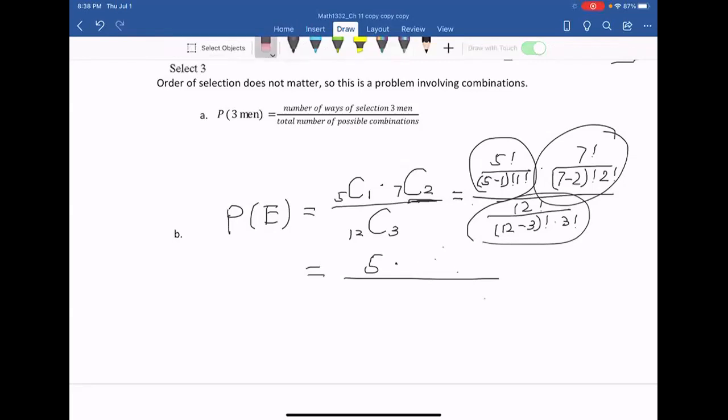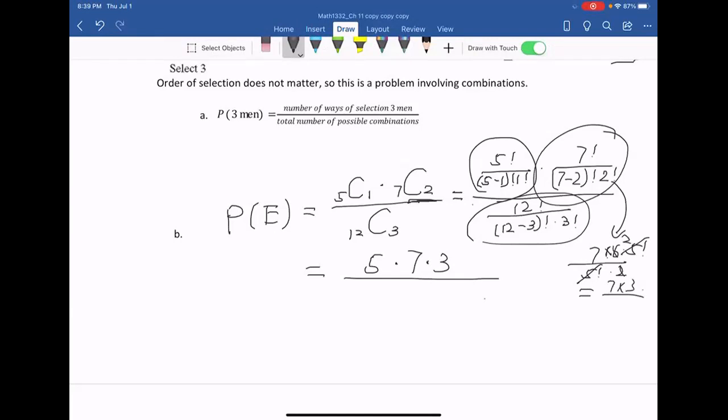This part should be 7 times 3. Why? Because this is 7 factorial over 5 factorial times 2, 7 factorial equals 7 times 6 times 5 factorial and canceled out. I got 7 times 6 over 2, which is 7 times 3.